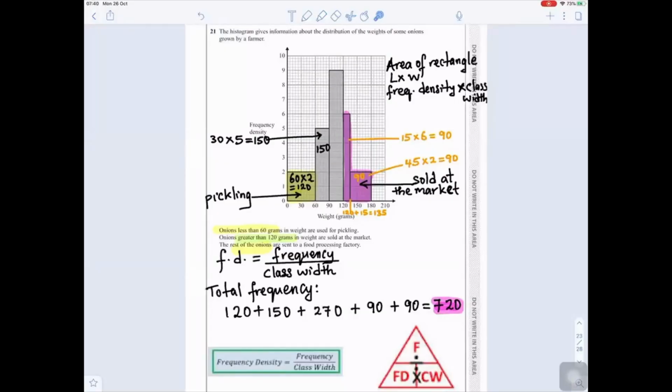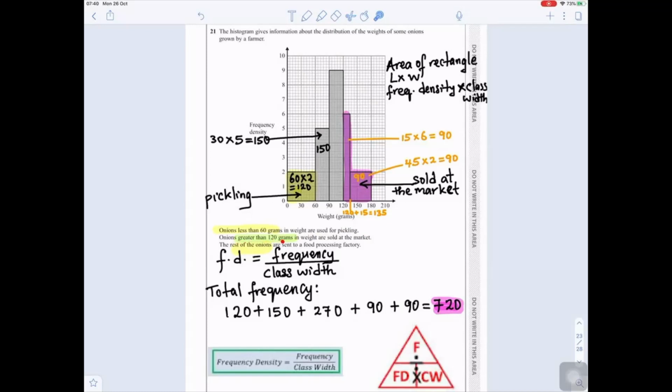Question number 21. The histogram gives information about the distribution of the weights of some onions grown by a farmer. Frequency density on the y-axis, weight in grams on the x-axis. Onions less than 60 grams in weight are used for pickling.